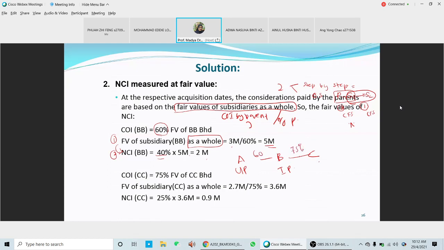So to find the value of C here, you need to look at how much B invested in C. The amount here is 2.7 divided by 0.75, so the fair value will be 3.6. This is the fair value as a whole. To find the NCI here, it is 25%, because the parent has 75%, so NCI has the other 25%. 25% times 3.6 gives 0.9. So that 0.9 is the value of the NCI.